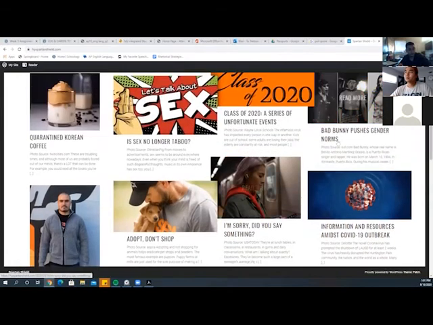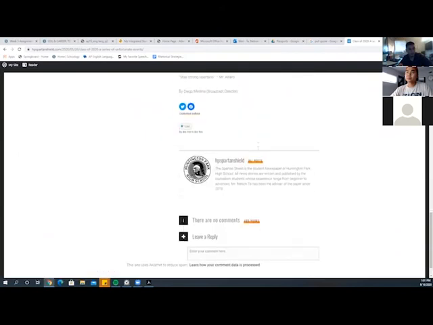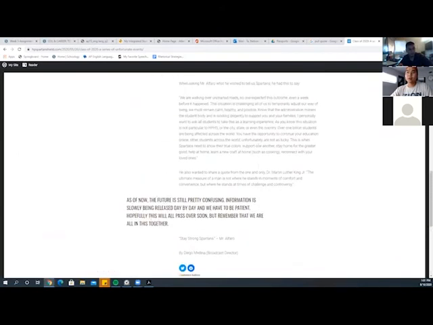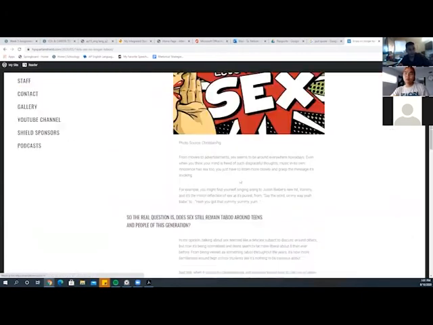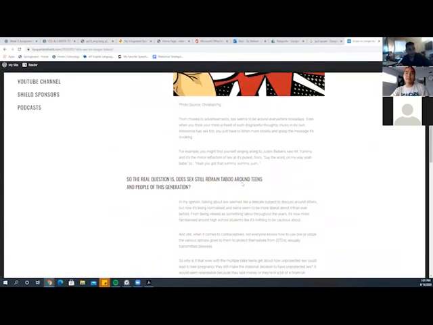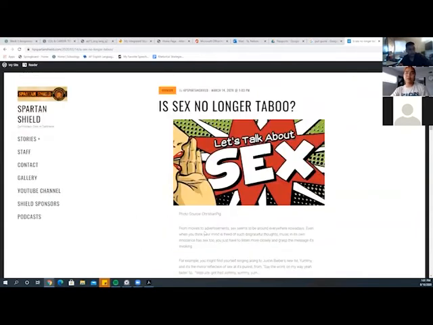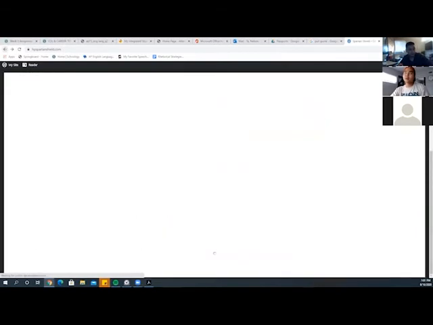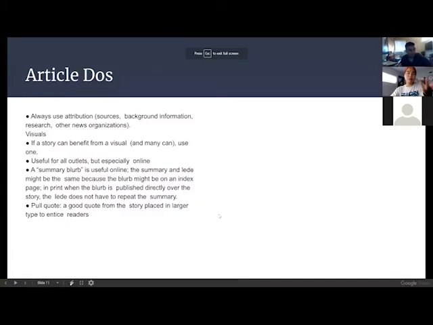So let's go to this one. We got a pull quote right here. The point of it is to choose the strongest quote that's happening and to entice readers. So this is a quote from the story. So the real question is, does sex still remain taboo around teens and other people of this generation? Yeah, so a pull quote is you get a quote and you just make it larger.